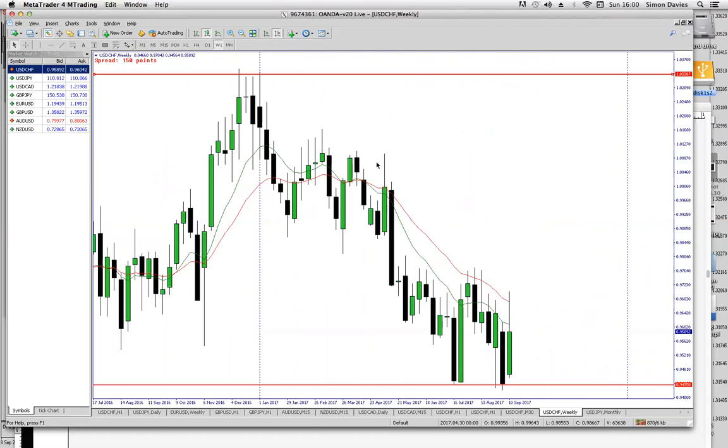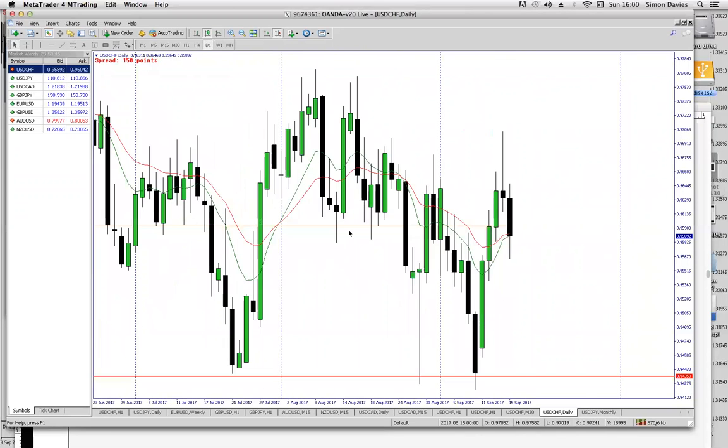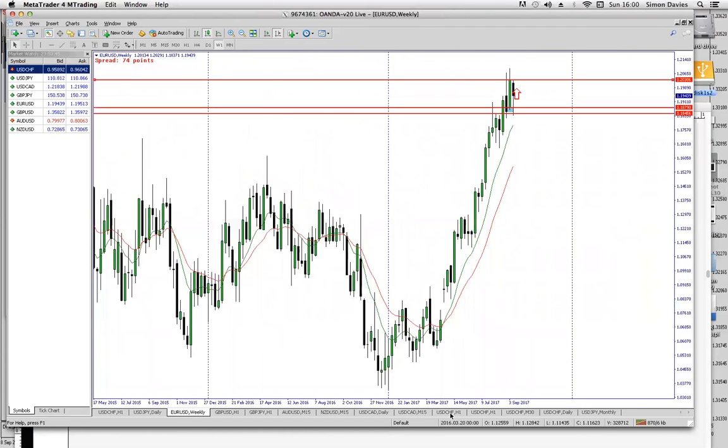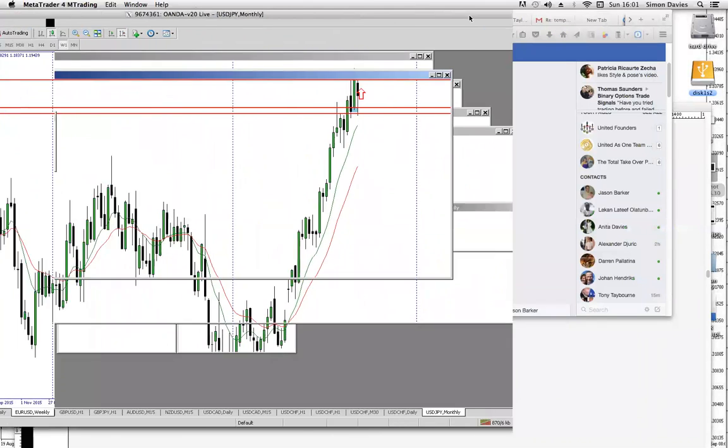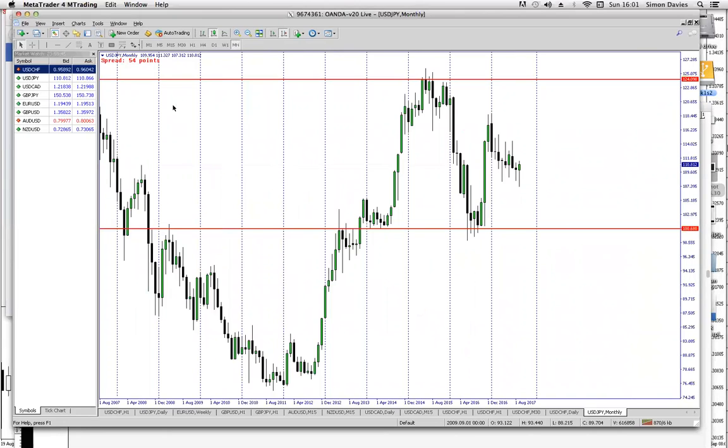So going to the weekly. We're headed down with the 9 and 18 EMA on the weekly. But I think we're going to head down, personally. So what you've got to ask yourself, guys, is where has price been? Where is price now? And then the most important one, where is price heading?